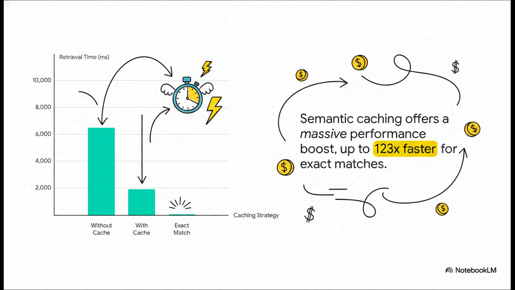And the results? They're not just good. They are absolutely insane. Check out this benchmark. Without a cache, you're waiting over 6 seconds for an answer. With a semantic cache, it's under 2 seconds. And for an exact match, a blazing fast 53 milliseconds. We're talking a speed up of up to 123 times, not to mention the huge drop in API costs. This one piece of architecture is a total game changer.